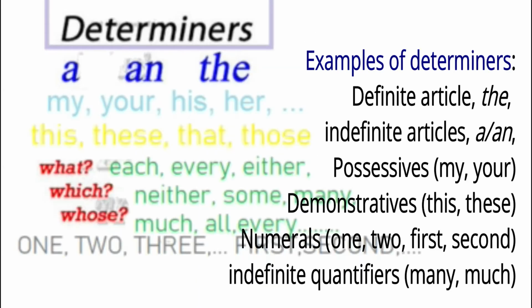The most well-known determiners are definite articles and indefinite articles. But possessive pronouns like my, your, demonstrative pronouns like this, these, numerals 1, 2, and indefinite quantifiers like many, much can also function as determiners when placed in front of nouns.